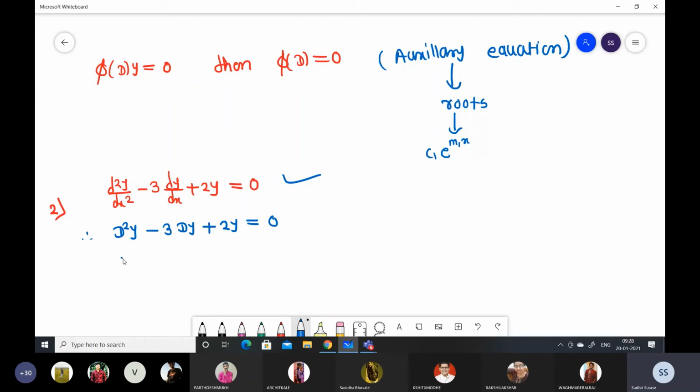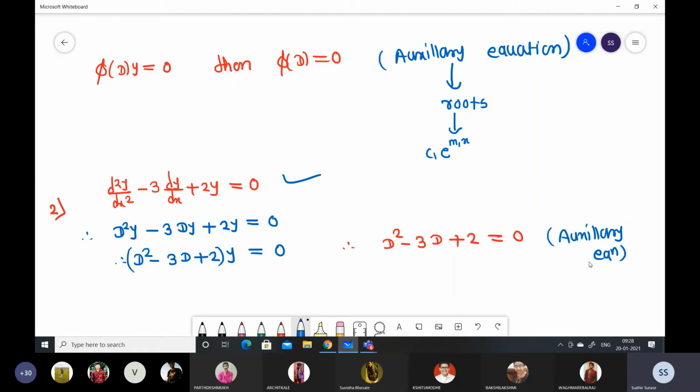Now take y common, so therefore (D square minus 3D plus 2) y equals 0. Now equate the term inside the brackets to 0. So D square minus 3D plus 2 equals 0, and we call this the auxiliary equation. This is the new concept we have. Auxiliary equation means phi of D equals 0. Our aim is to find the values of D. This is just a quadratic equation.